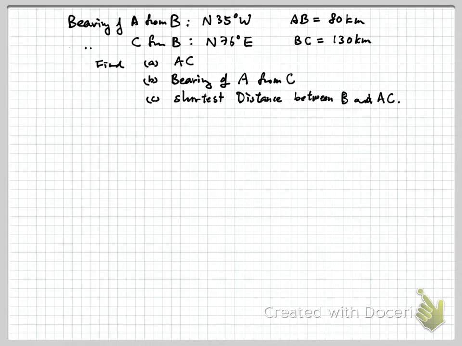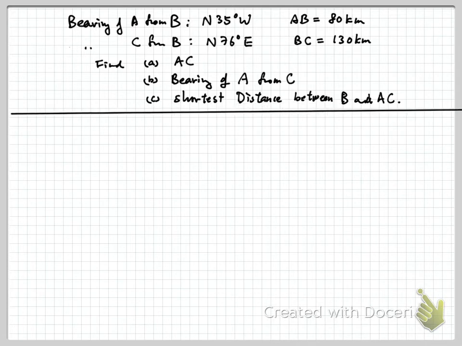We need to find AC, the bearing of A from C, and part C, once again a new thing, the shortest distance between B and AC. Most importantly, I think, is to recover the diagram. It's the utmost important thing in this question. If you get the diagram wrong, then I don't think you can get the rest correctly.